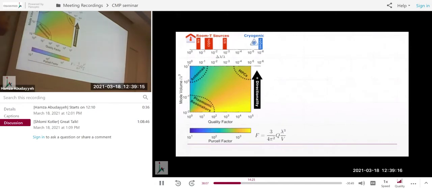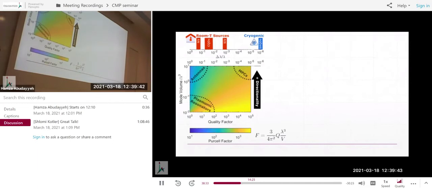Oh, and on the top as well, I plot the line widths of different emitters. So this part is only the cavity. This part is the emitter. So what the line widths of the emitters are. Okay, so here you have, for example, self-assembled quantum dots. These are epitaxial quantum dots that operate only at cryogenic temperatures. They have very narrow line widths. And on the left here, you have all of these room temperature sources.